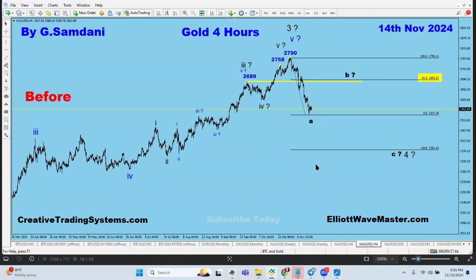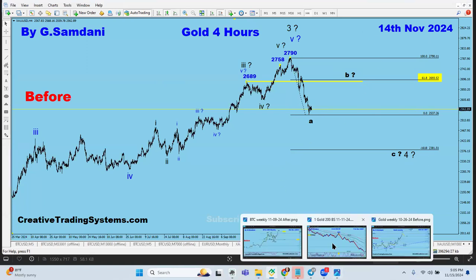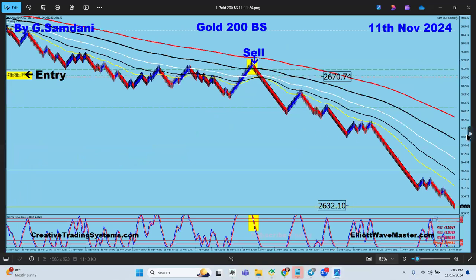Smaller version, more detail, is like this. This is wave A. We're going to be going up for B and then C, and then we will go up for wave 5 in a 1, 2, 3, 4, 5 fashion. Right? So this is how gold is doing. Very important, so that's why I just showed you.